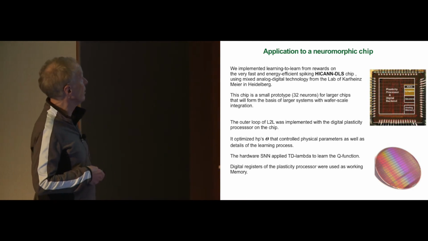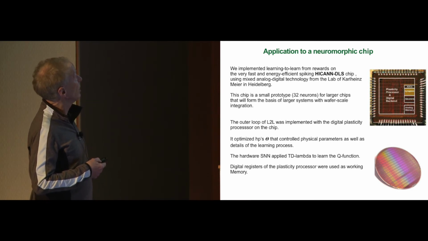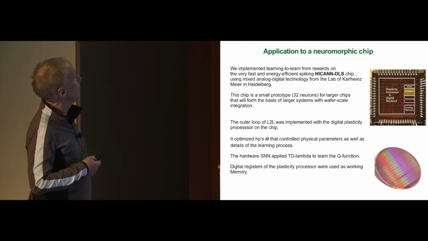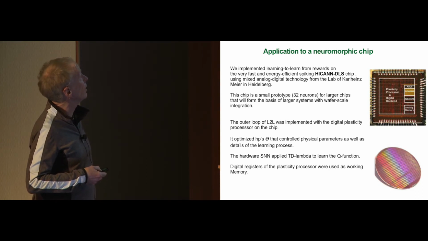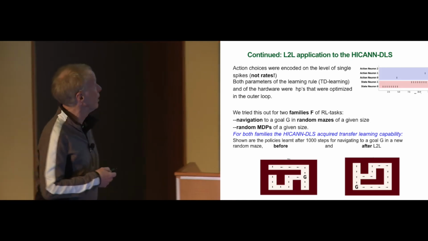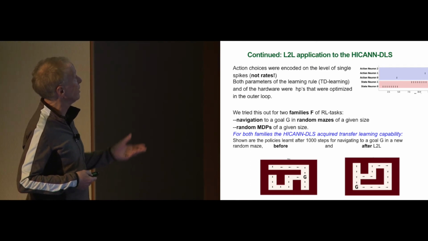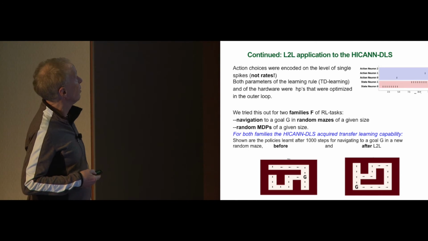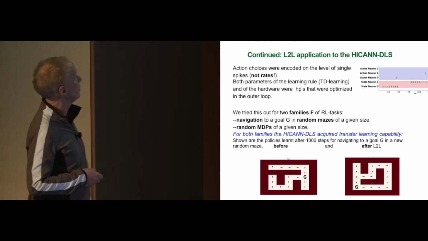In this application to this chip, we let these hyperparameters theta control both physical parameters of the chip and also details of the learning rules. The hardware then applied TD lambda to learn the Q function of a reward-based learning task. We applied this to two families of reward-based learning tasks. One was navigation to a goal in random mazes. These were mazes of this size, but randomly drawn in how they're connected. The learning goal was to reach the goal from any position in the maze. And then we also considered the family of random Markov decision processes of a given size.